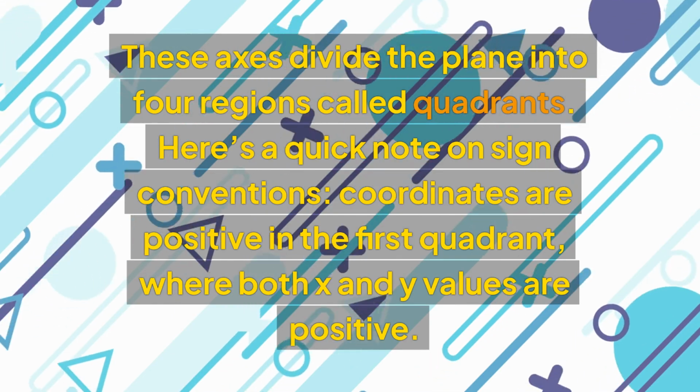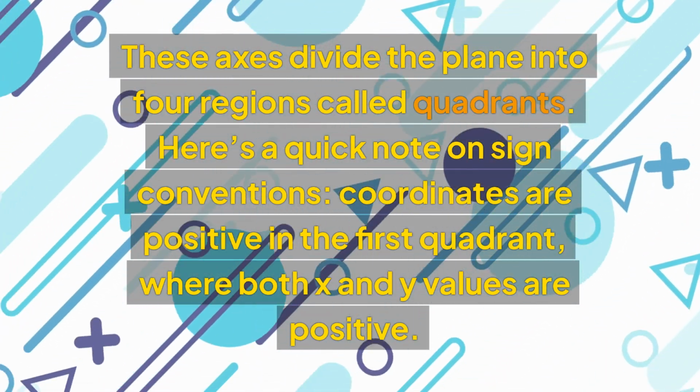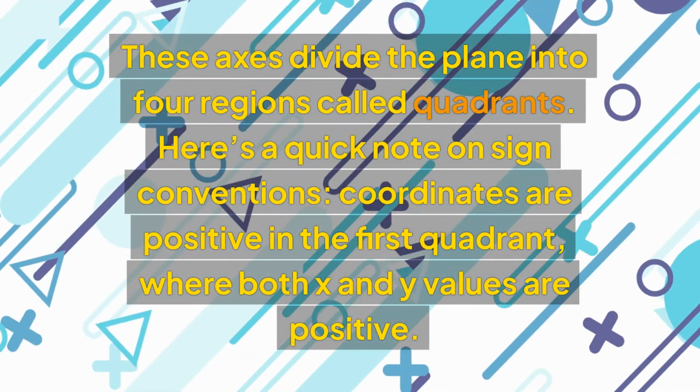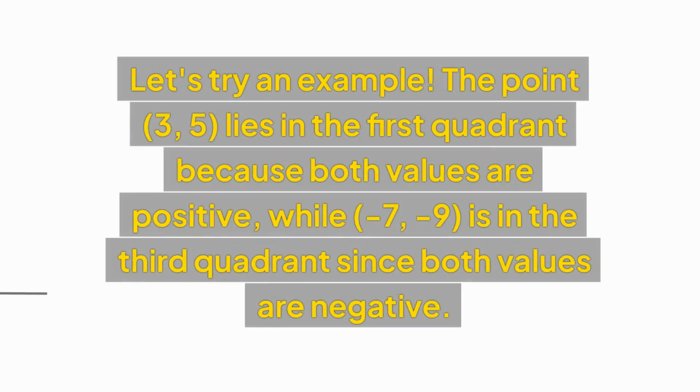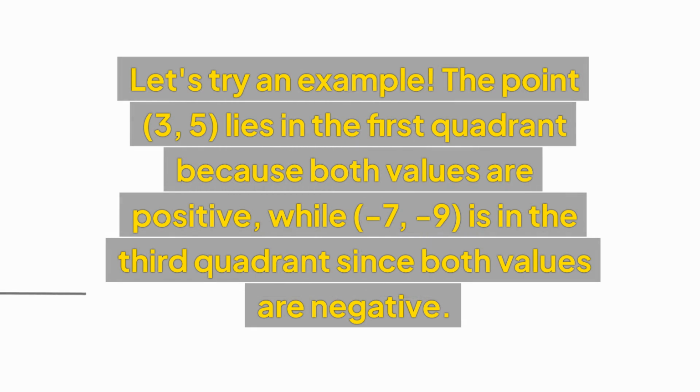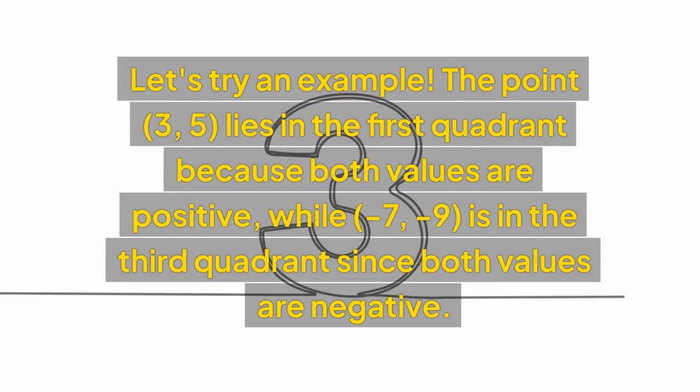Here's a quick note on sign conventions. Coordinates are positive in the first quadrant, where both x and y values are positive. Let's try an example. The point (3, 5) lies in the first quadrant because both values are positive, while (-7, -9) is in the third quadrant since both values are negative.